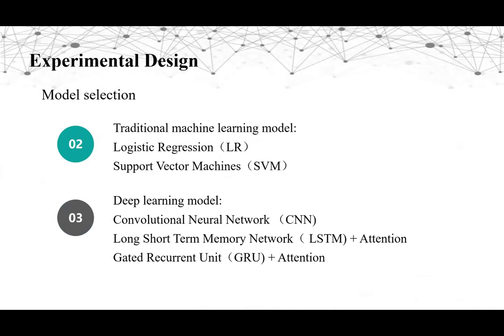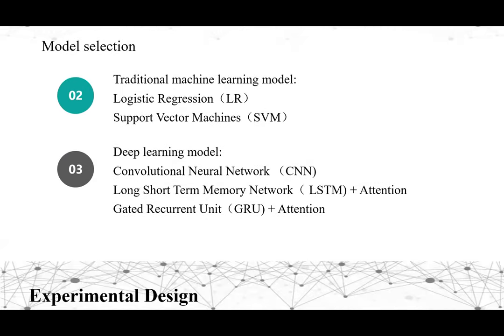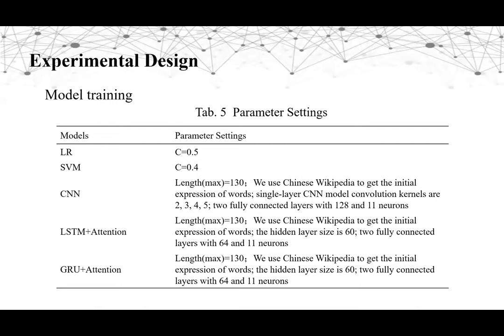We select two traditional machine learning models and three deep learning models to train and compare the results. Table 5 shows the model parameter settings.